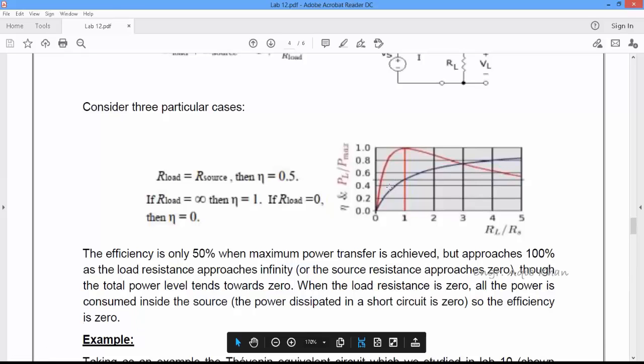This graph shows the relationship between RL by RS with efficiency and PL by PL max. When RL by RS is equal to 1, the efficiency is 0.5 and maximum power is transferred, showing by the red line, and efficiency showing by the blue line.